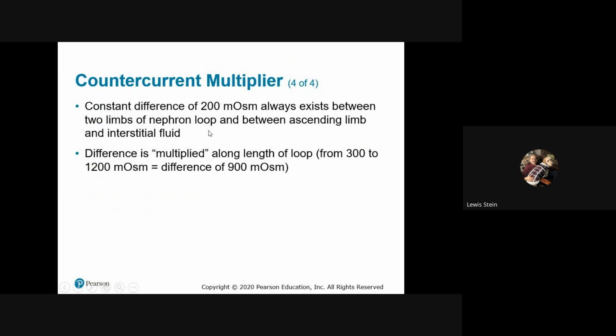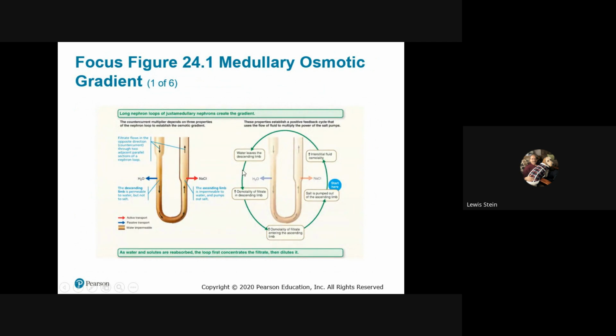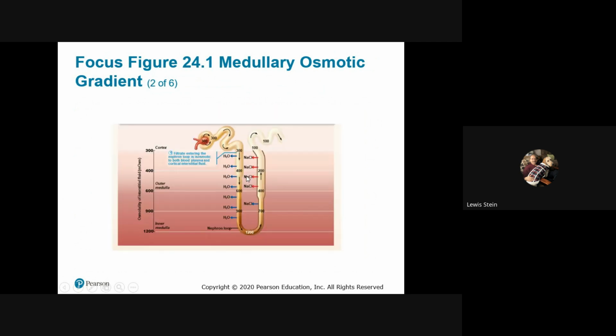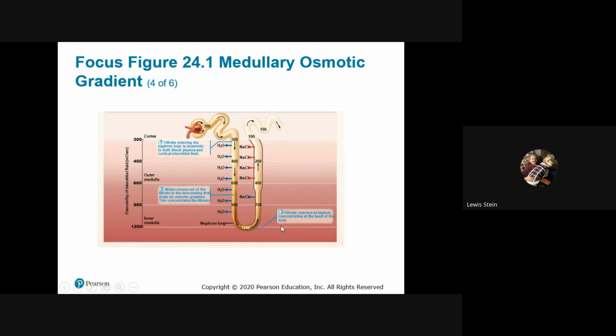So there's always a constant difference between the two limbs of about 200 milliosmoles. That's a question that you might be asked, and it's multiplied along the length that's there between the 300 and 900. You can go through that as easily as I can, but notice what's happening. So you always have that 200, 200, 200, 200 until you finally get down to the bottom of the loop.